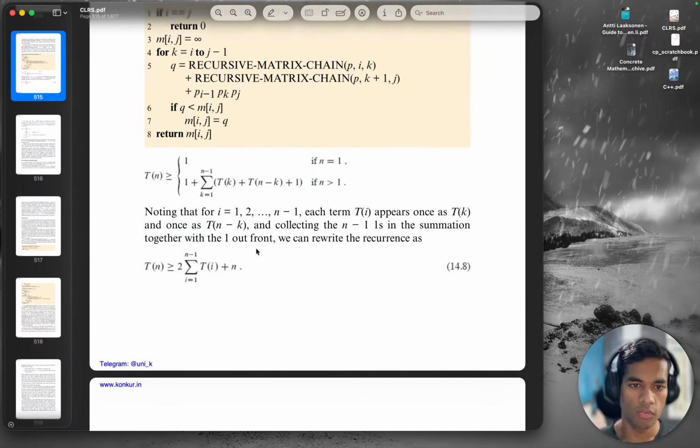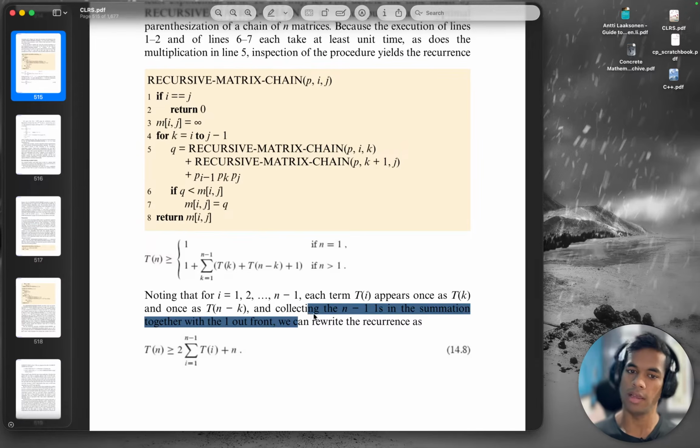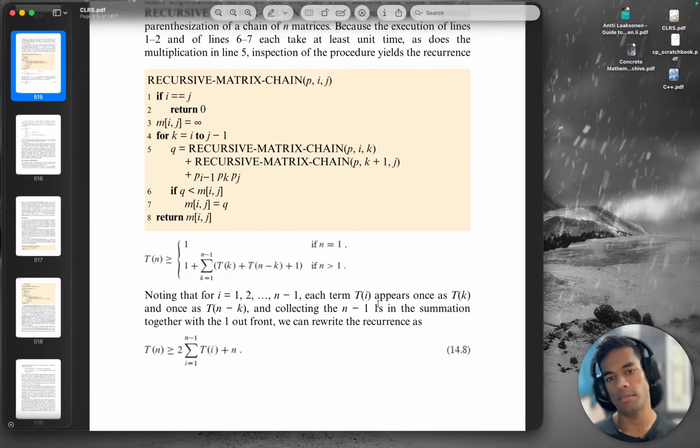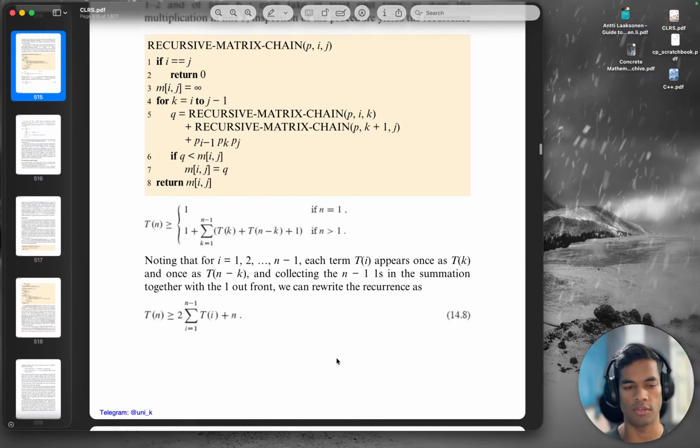Noting that for i equals 1, 2, up to n minus 1, for the higher level, each term Ti appears once as Tk and once as T(n-k), and collecting the n minus 1 terms once in the summation together with the one out front, we can rewrite the recurrence as a separate.